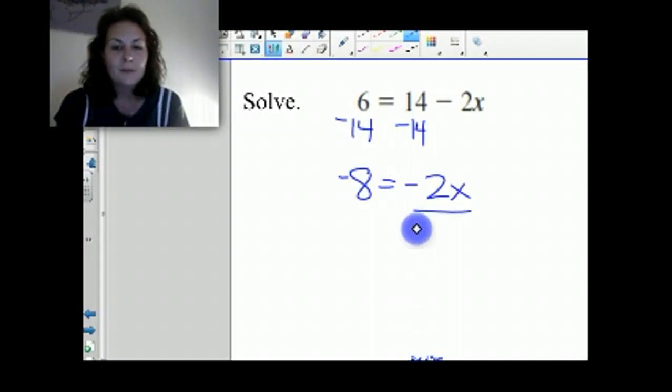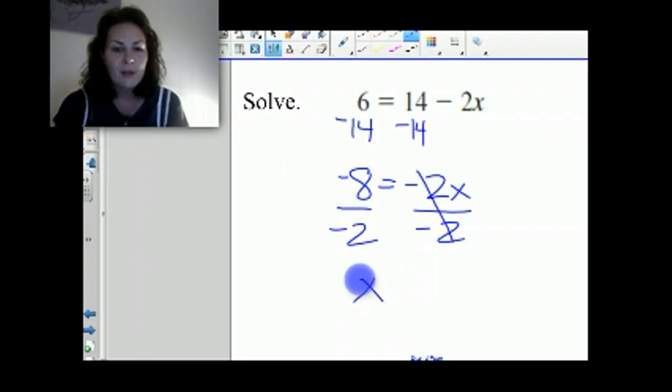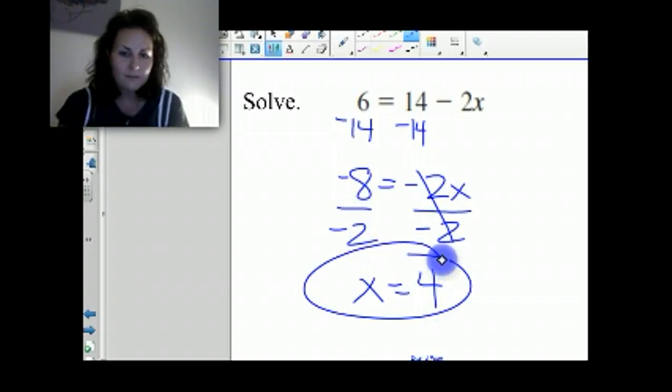Negative 2x, divide both sides by negative 2. Those cancel. I'm going to flip my equation so I get x equals a negative divided by a negative. I get positive 4.